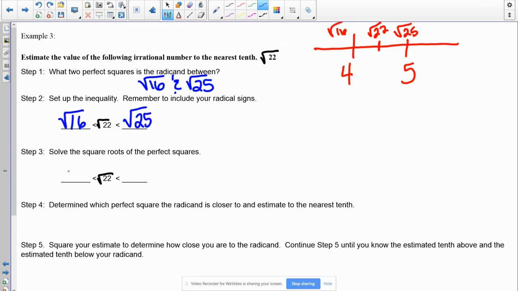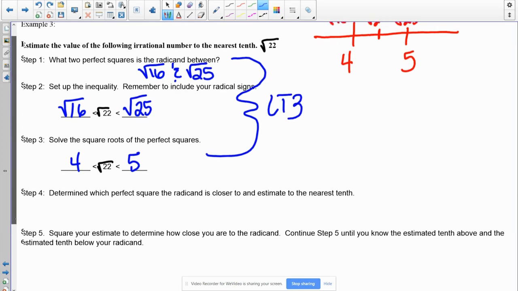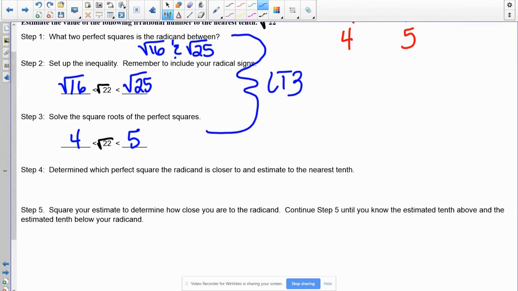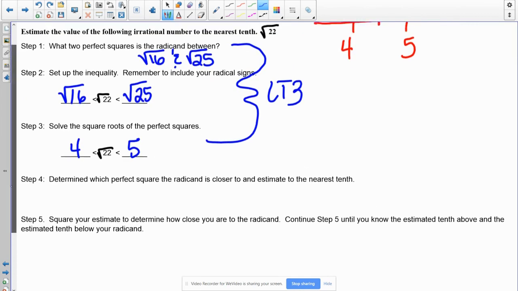So square root of 16 is 4. The square root of 25 is 5. And again, remember, all these steps was LT3. So those should be nothing new. Now we're going to determine. So I'm going to go back up here again.